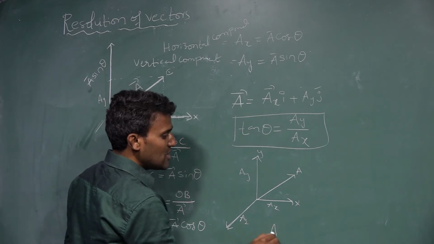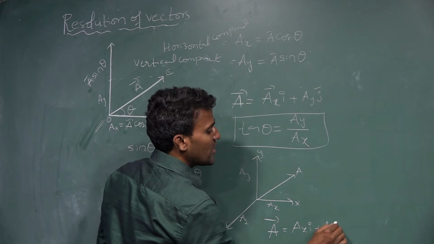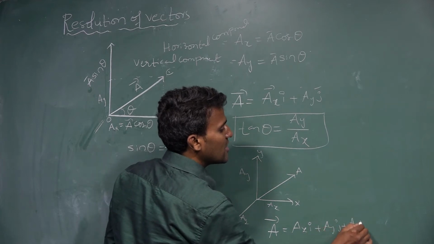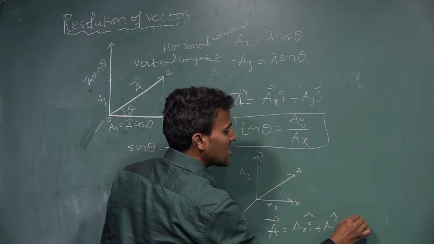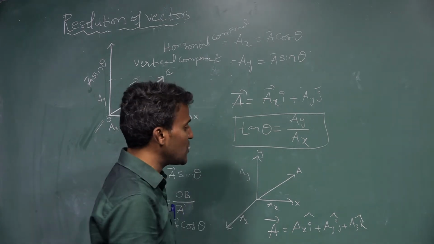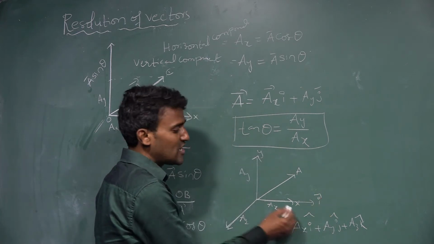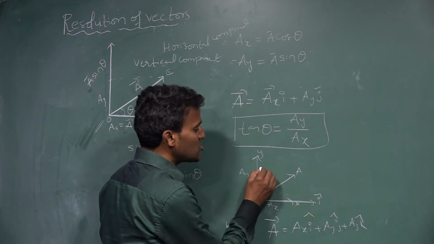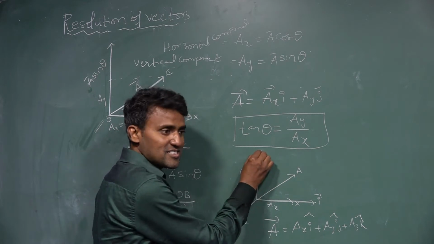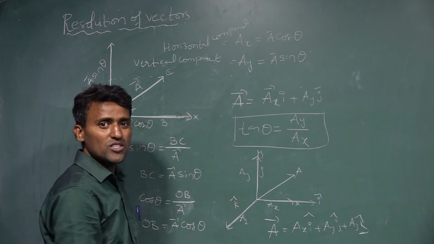At that moment, vector A is equal to AxI plus AyJ plus AzK. Here I, J, K are the unit vectors which are acting along the x direction. Here I is the unit vector along the x-axis, J is the unit vector along the y-axis, K is the unit vector along the z-axis.